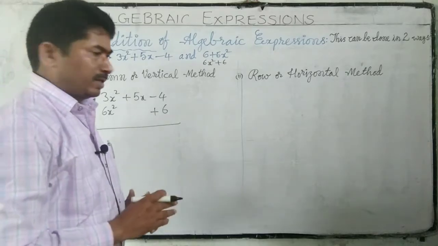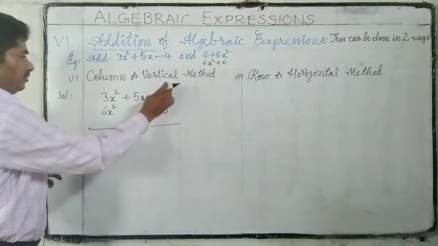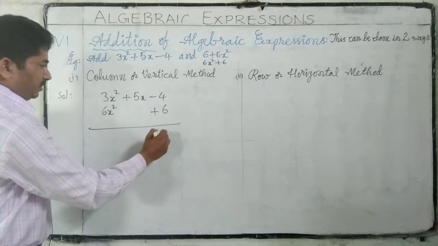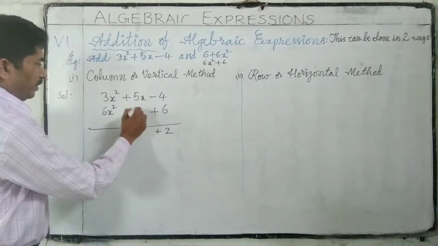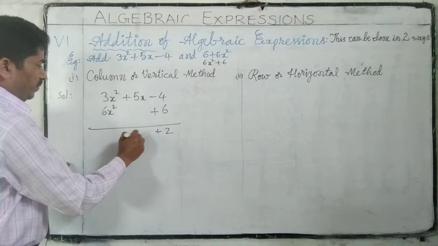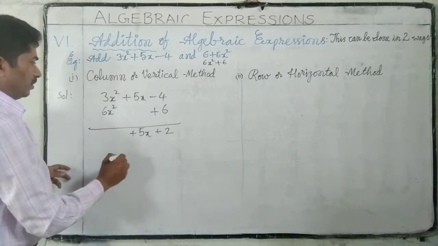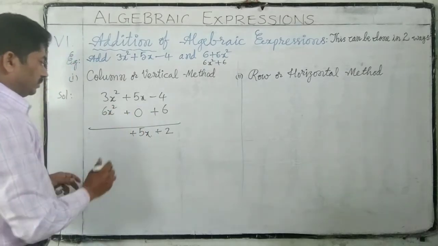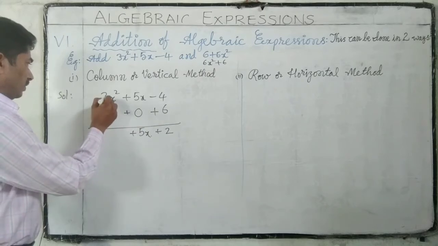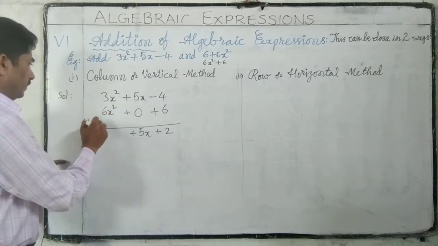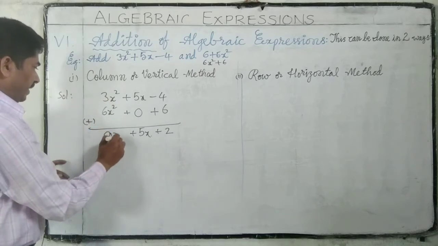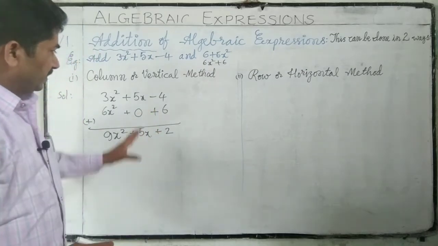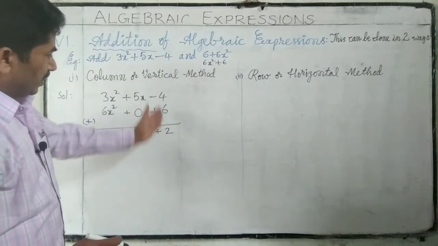Now we have to add the like terms. These are like terms, these are also like terms. Minus 4, 6 plus 2. Here 5x only, plus 5x. If you are interested, you may keep 0 also here. 3, 6: 6 plus 3 is 9x square. So we have to write the resultant number in the concerned column.